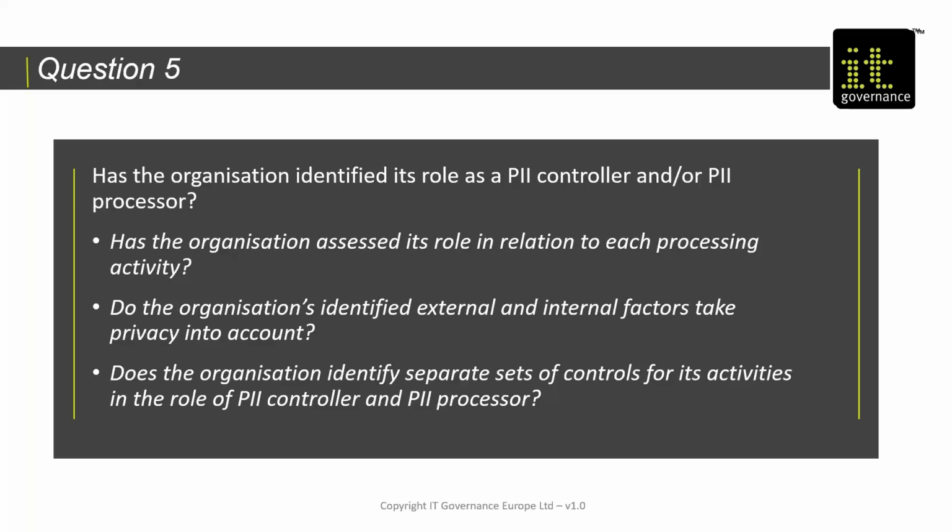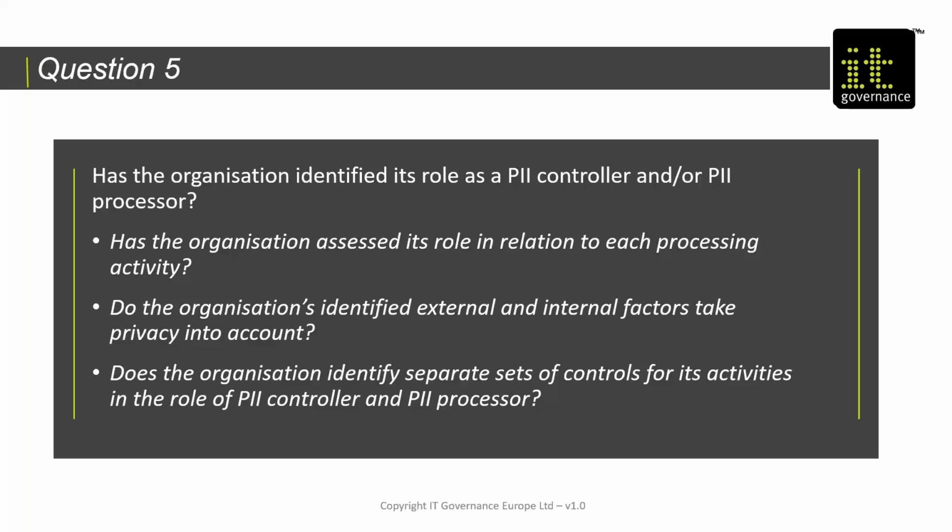Moving on, another key question is, has the organisation identified its role as a PI controller and/or a PI processor? So it might be timely of me now to provide you with a little reminder of the definitions. A PI controller determines the purposes and means of the processing of PI. A PI processor acts on behalf of the PI controller, so would process PI on behalf of the PI controller. A joint PI controller is a PI controller that determines the purposes and the means of processing of PI jointly with one or other PI controllers.